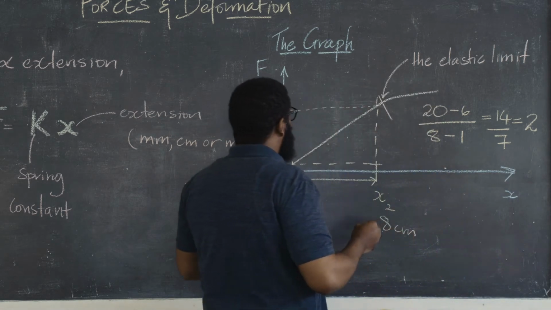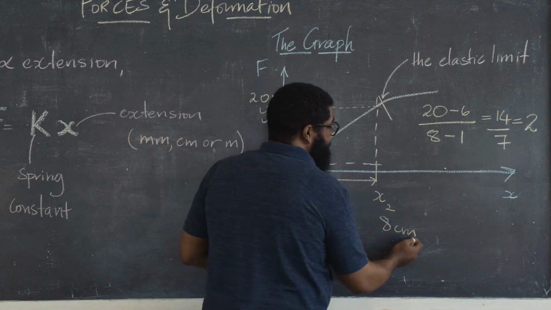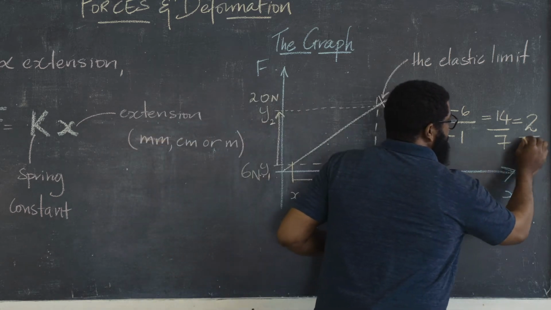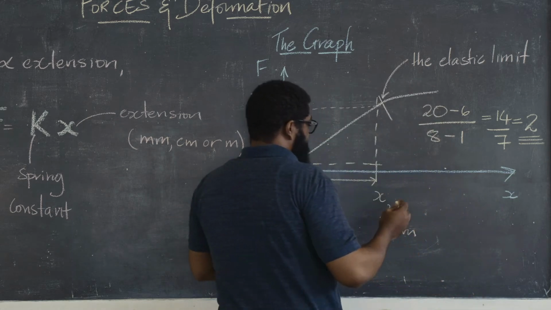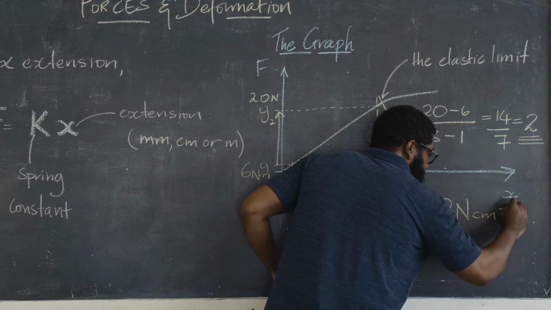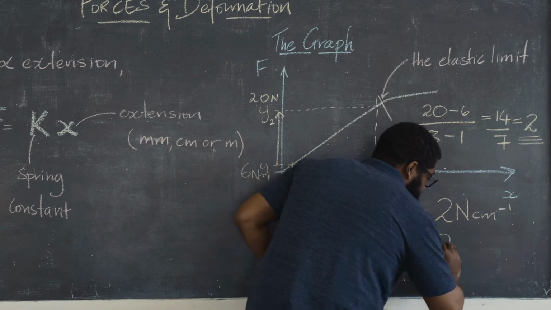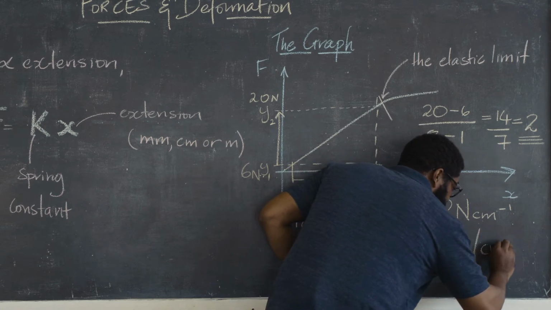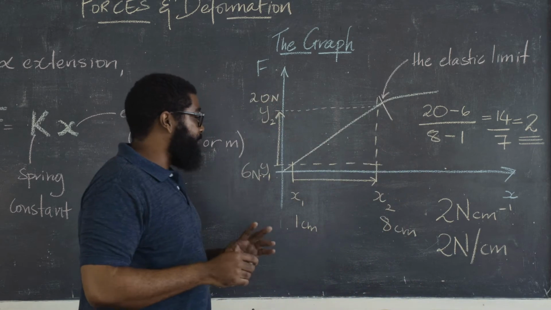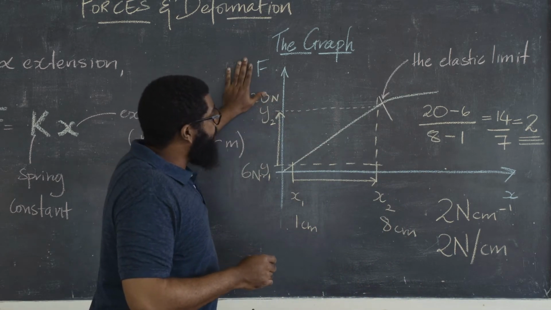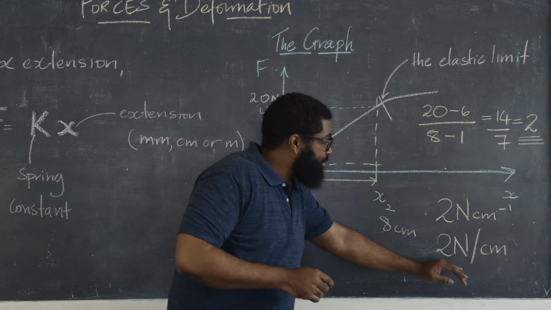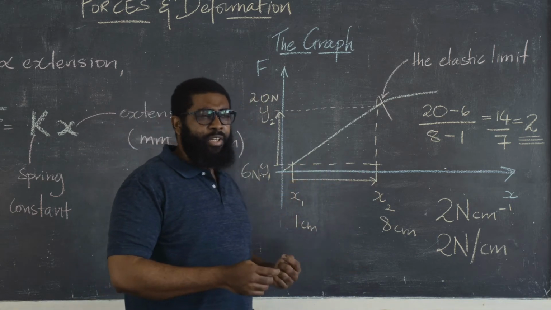However, our change in length is measured in centimeters, and our change in force is measured in newtons. So this 2 will have units. It would be 2 newtons per centimeter, or it could be written as 2 newtons per centimeter. Sorry, I almost put the negative power there, do forgive me. So, our graph has an important property, its gradient, and our gradient has units. But wait, whatever do these units mean?